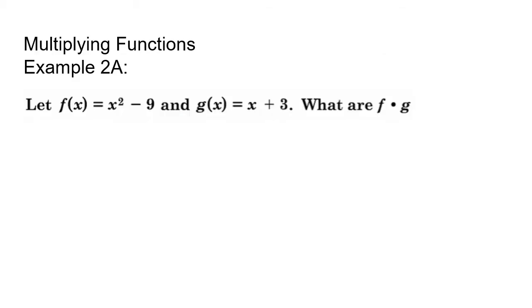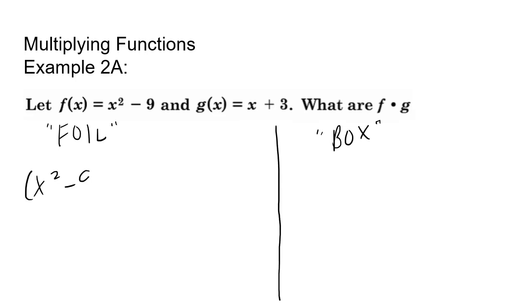Now we're going to talk about multiplying functions. So we have x squared minus 9 and x plus 3, and we want to multiply. There are two ways we're going to multiply. We have our traditional FOIL, and then we have the box. Whichever one you want is 100% up to you. So I'm going to start with what I was taught, which is FOIL. So we have x squared minus 9 times x plus 3.